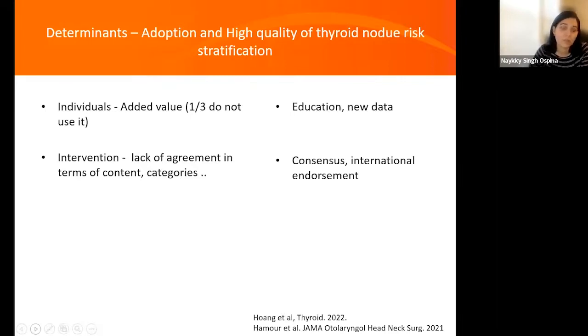And I think here is where this work is particularly important because it's trying to address those determinants at the level of the intervention, achieving consensus and having international endorsements that will give that eminence to using the thyroid nodule risk stratification. Then in terms of the individuals and the process, there were some discussions in the paper about needing further education. So people wanted to make sure that they were having self-efficacy to do the process.